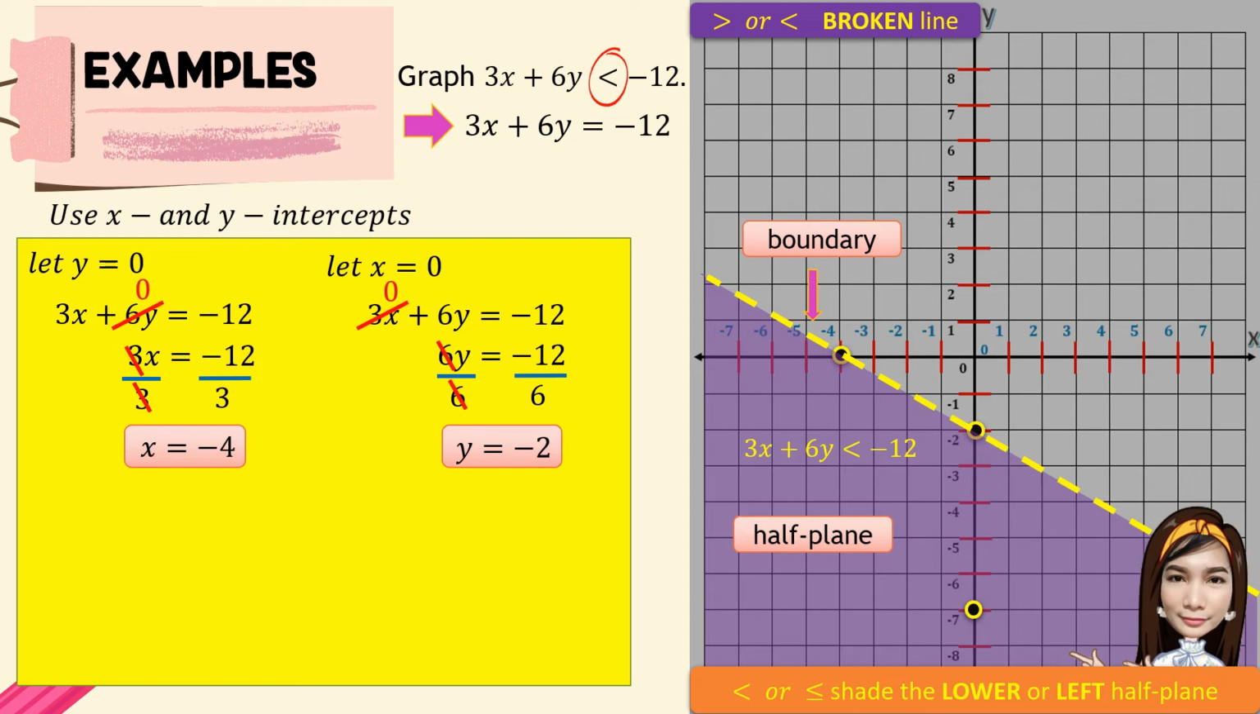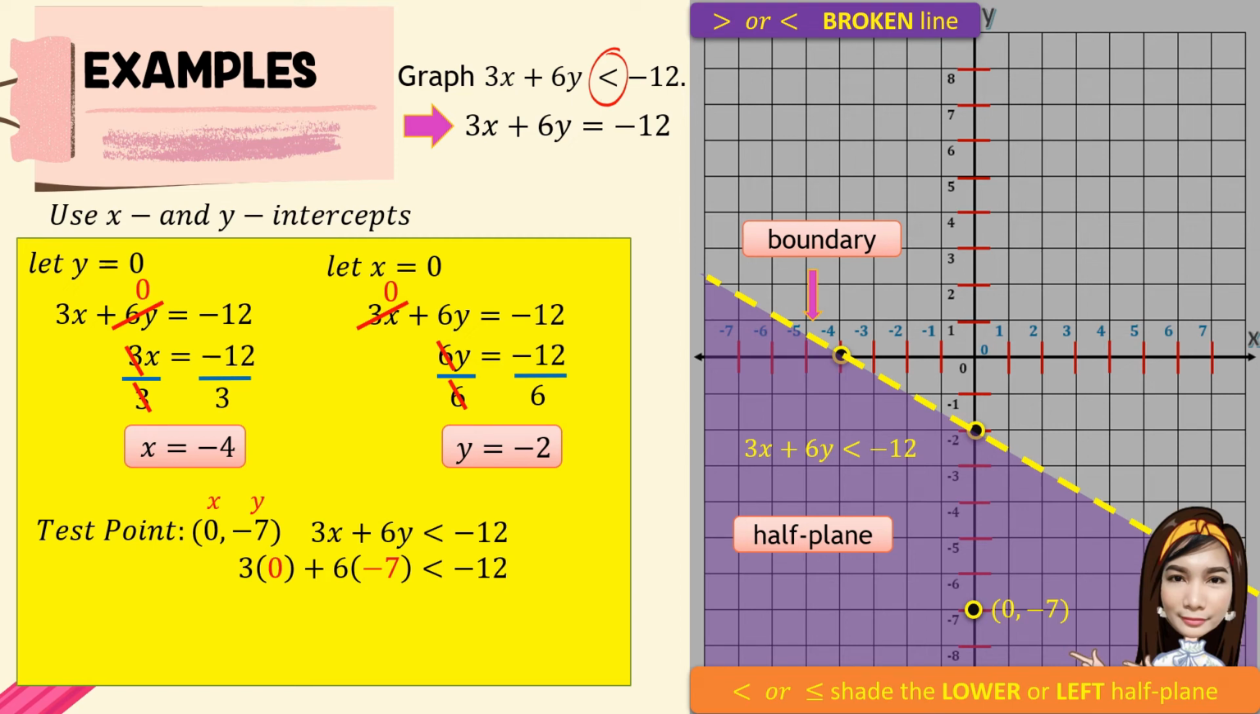Now to check or verify if that is correct, we are going to pick a test point on the shaded region. So I'm going to use 0, negative 7 as the test point. So the x is 0 and the y is negative 7. Then we're going to write the linear inequality 3x plus 6y is less than negative 12. Then substitute the values of x and y. So we have 3 times the value of x is 0 plus 6 times the value of y is negative 7 is less than negative 12.